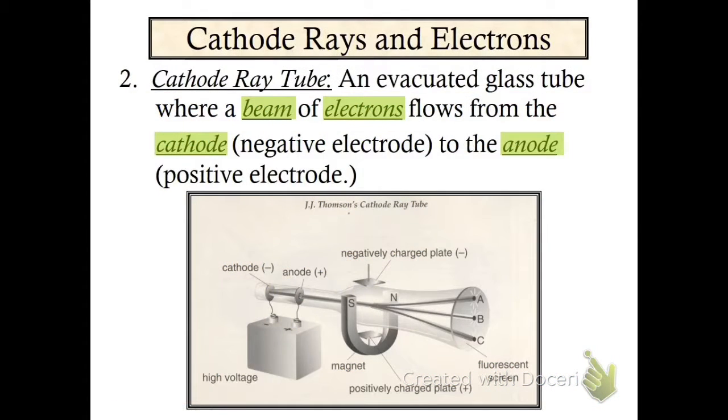So I want to talk next about what a cathode ray tube is. This is an evacuated glass tube, so it's almost a vacuum, where a beam of electrons flows from a cathode to an anode, or from the negative electrode to the positive electrode. This beam can be bent with a magnet, and we're going to talk about that now.